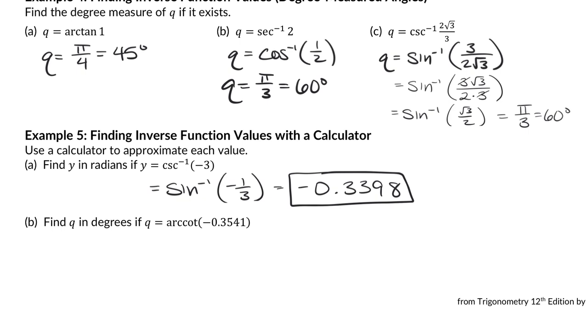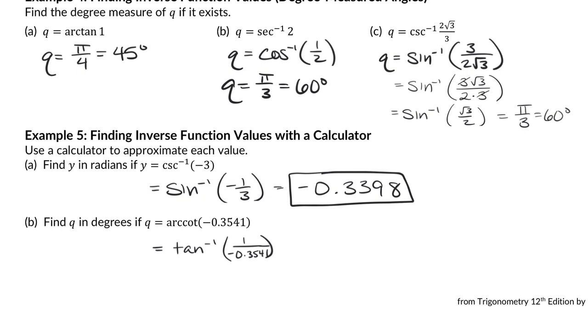Part B here says find the angle Q in degrees if Q is equal to the arc cotangent of negative 0.3541. Yikes. First, we change it to arc tangent. And if I'm changing it to arc tangent, this becomes 1 over negative 0.3541. No, you wouldn't leave a final answer looking like that, but we're in the middle of our work. No big deal. Calculator.